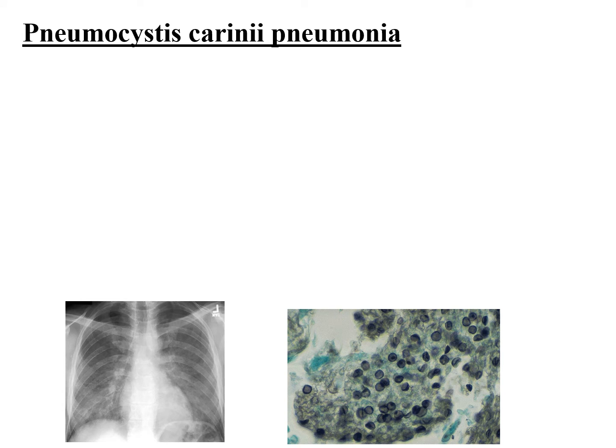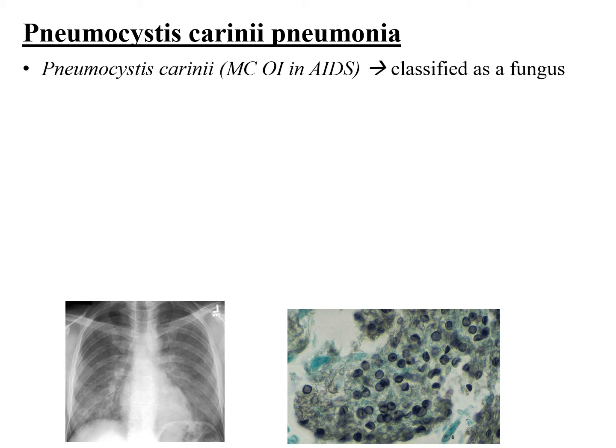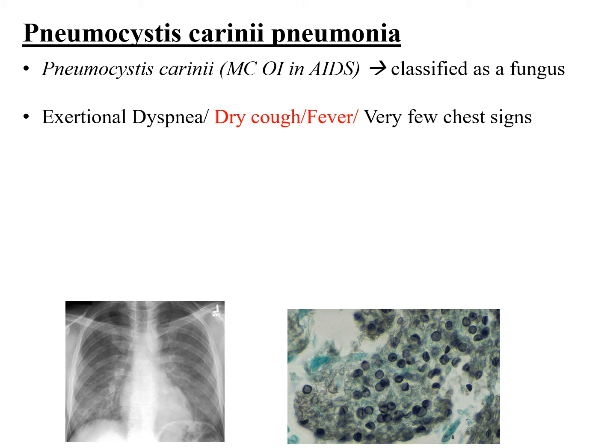The most important opportunistic infection for the lung is Pneumocystis carinii pneumonia. Now it's renamed Pneumocystis jirovecii pneumonia. It's basically a fungal infection by its genetic nature. The patient infected with Pneumocystis jirovecii will present with exertional dyspnea. Most importantly, they'll have a dry cough and a low-grade fever.